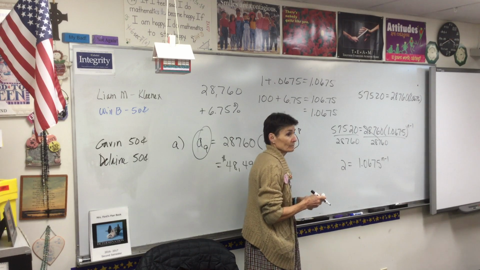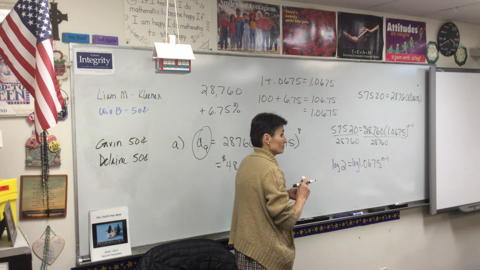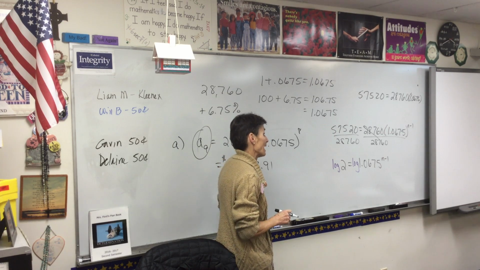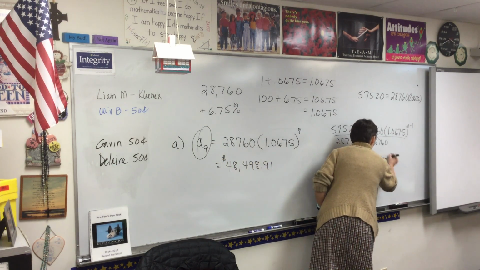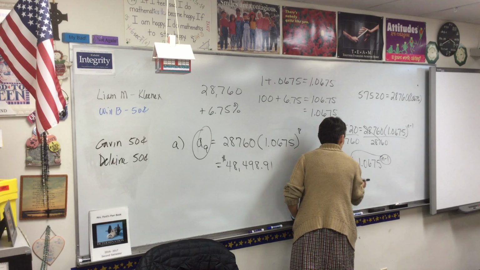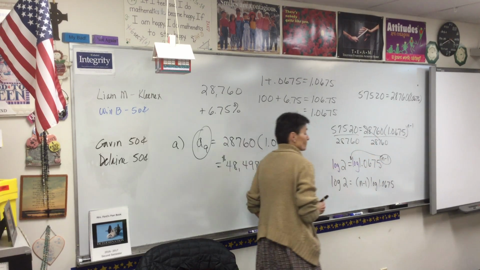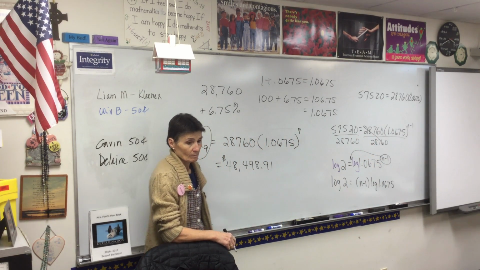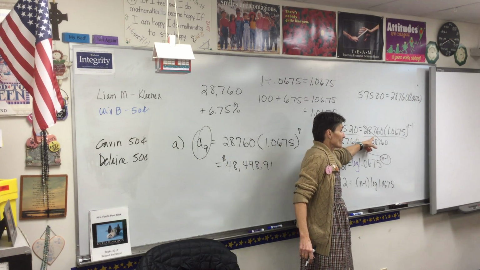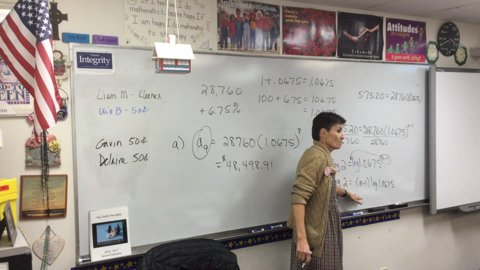Now what do I do? Now I got to put a log on both sides, just like that. And the reason, very good, Brendan, is so that this guy right here will come out in front. So log 2 equals n minus 1 log 1.0675. So the first step is to divide by this number right here. Then you put your logarithms in. Then you pull your exponent off.